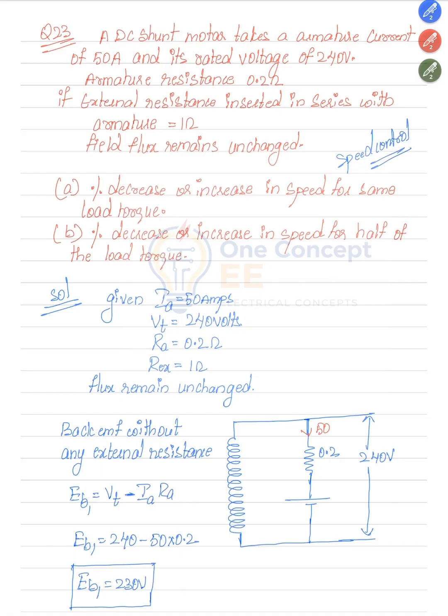Here it is given a DC shunt motor that takes an armature current of 50 amps at a rated voltage of 240 volts, meaning terminal voltage of 240 volts, and armature resistance of 0.2 ohm. The given external resistance inserted in the circuit is 1 ohm, meaning 1 ohm is added into the armature circuit, and they have given that the flux is unchanged, meaning flux is constant.